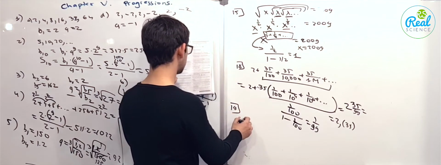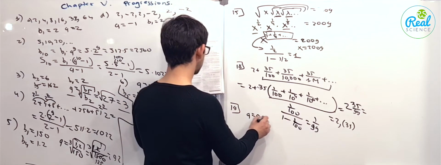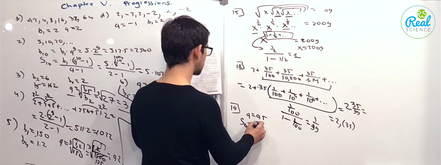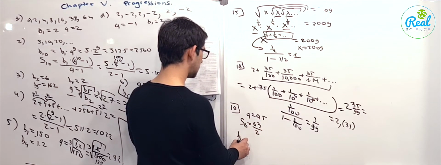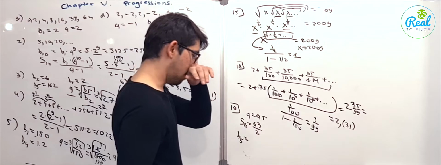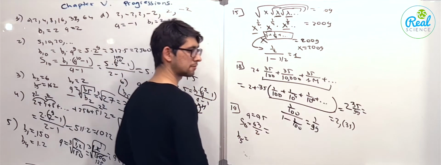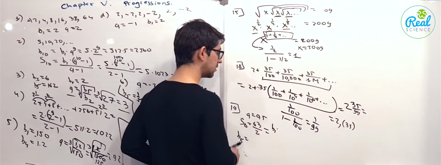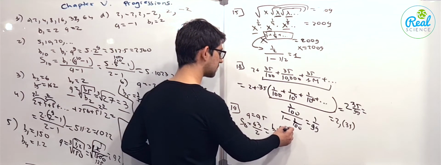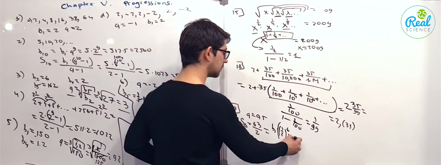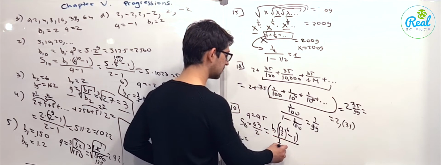Let's do 19. Your q equals a half. S6 equals 63 over 2. Let's find b5. What is the formula for S6? b1 multiplied by q, 1 over 2, to the power of 6, minus 1, divided by q minus 1.